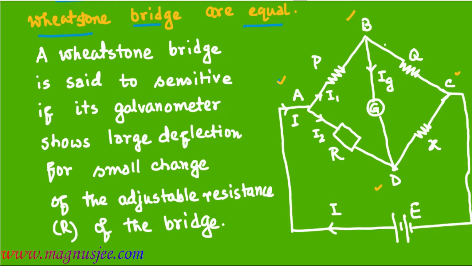Ig is the current that is flowing through the galvanometer G, and through the resistance Q, I1 minus Ig current will be flowing, and through the resistance X, I2 plus Ig amount of current will be flowing, and we get total current I at the point C.